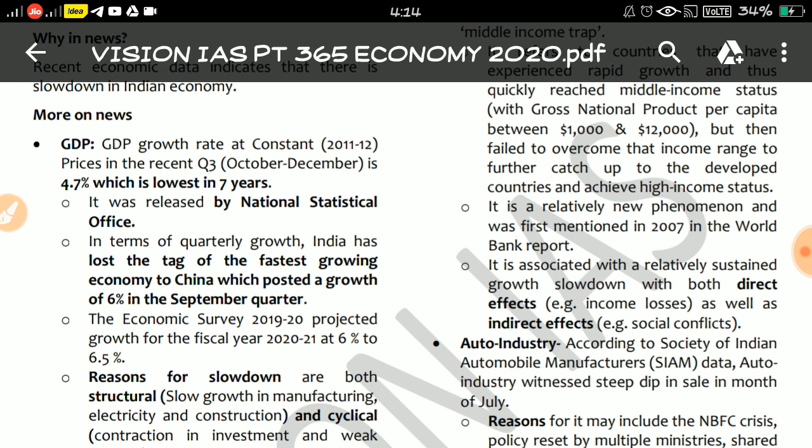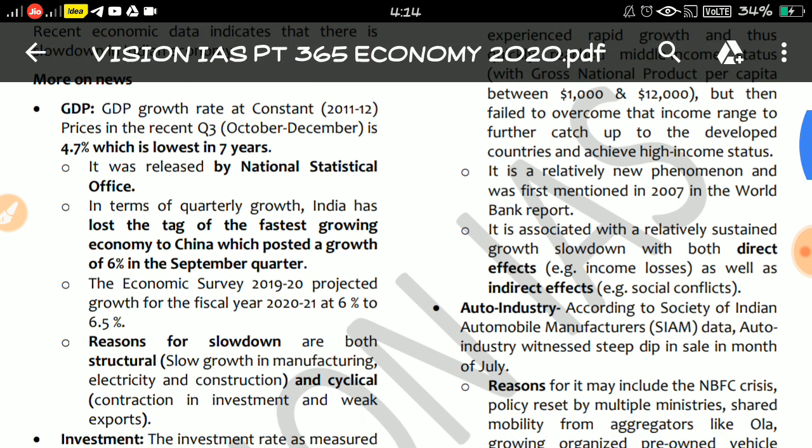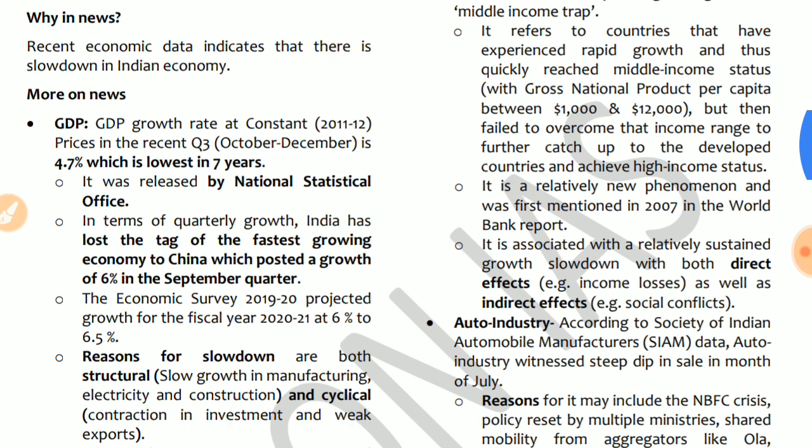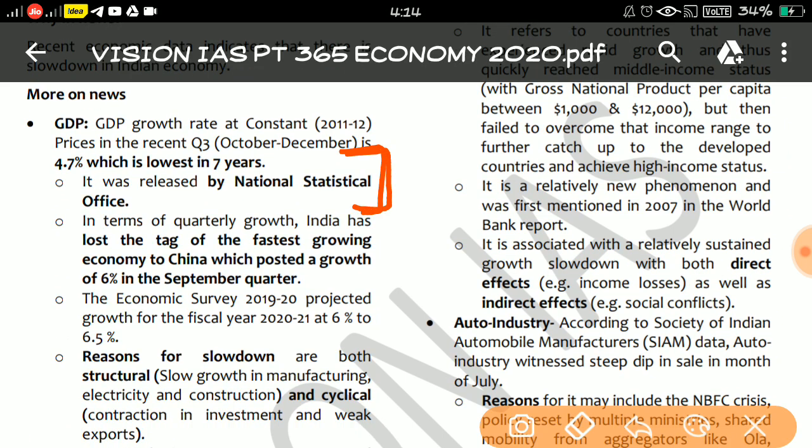In the third quarter of financial year 2019-2020, India was growing at the rate of 4.7%, which shows that it is the lowest in 7 years, and it was released by the National Statistical Office. GDP data is released by the NSO, the National Statistical Office. What this office is and why it is in the news, we will cover in the next article after covering the basic things.